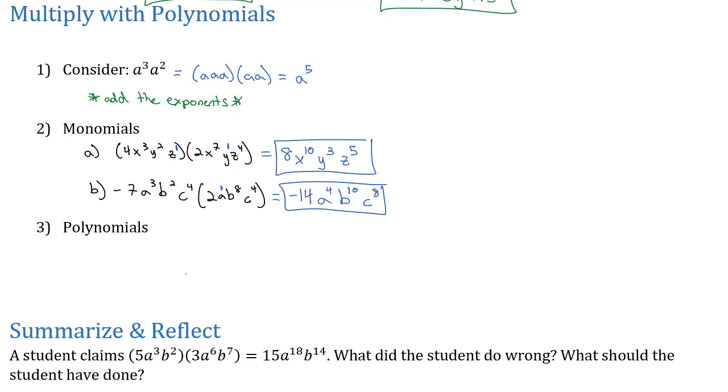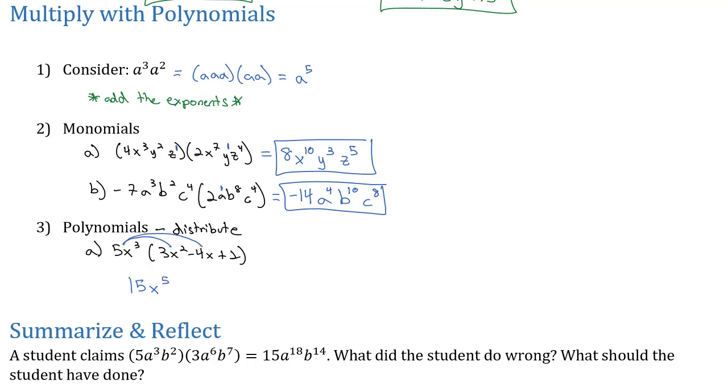What happens if we want to multiply with polynomials? The trick with polynomials is we're going to distribute through parentheses. In other words, if I have 5x cubed times 3x squared minus 4x plus 2, I can distribute that 5x cubed into the parentheses. 5 times 3 is 15. And on the x's, we can add the exponents. 3 plus 2 is 5.